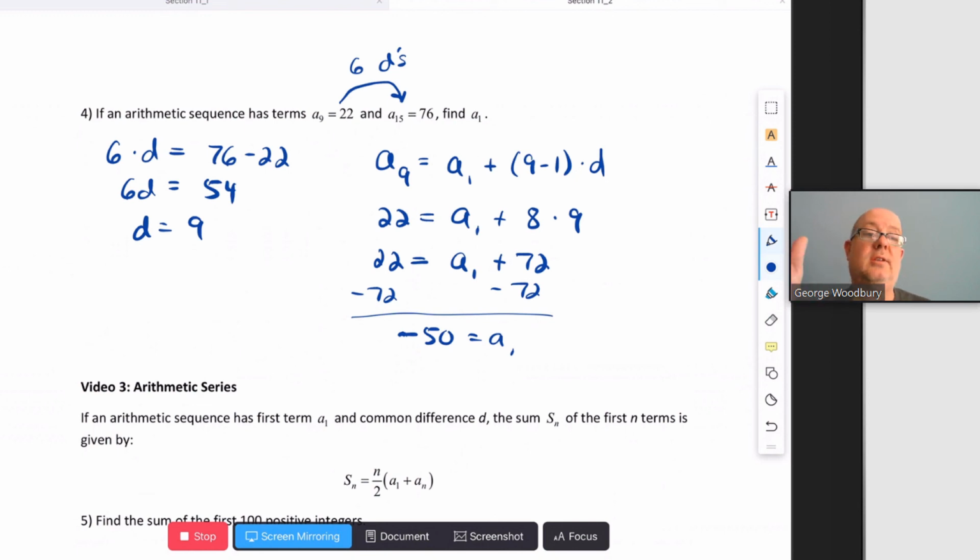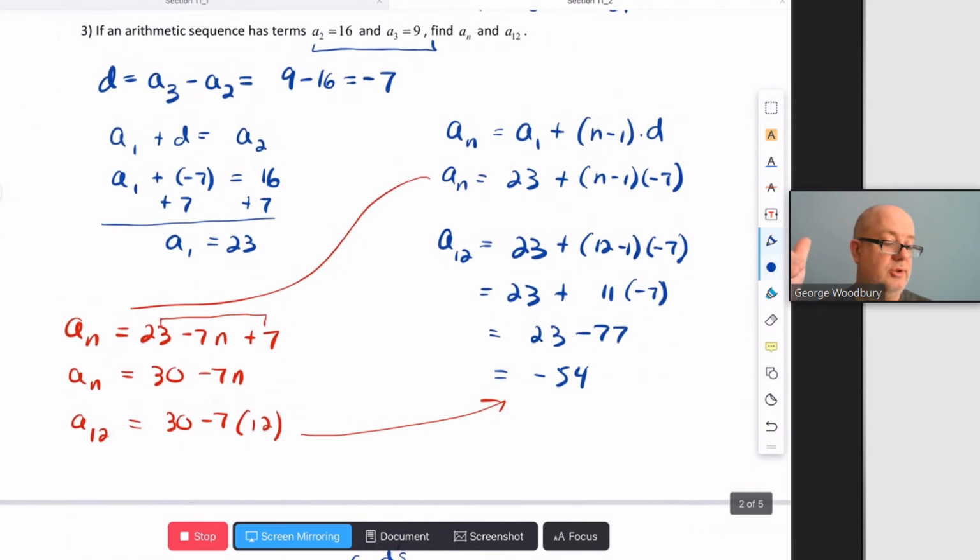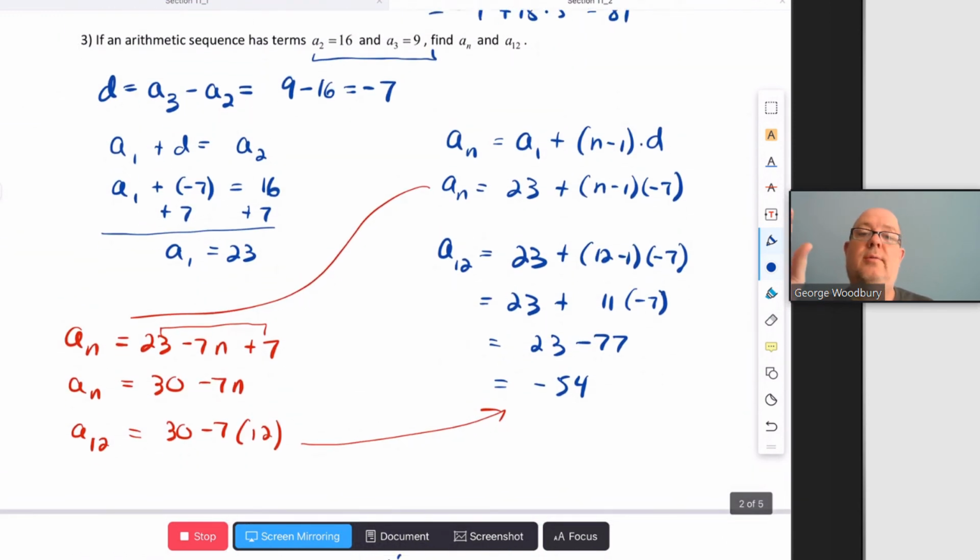Now notice in the second problem we did, which is labeled as problem 3, we had 2 terms in a row, so we didn't really have to worry about dividing to find the common difference. But if you have 2 members of the sequence that aren't next to each other, you do have to divide by how many steps apart they are.